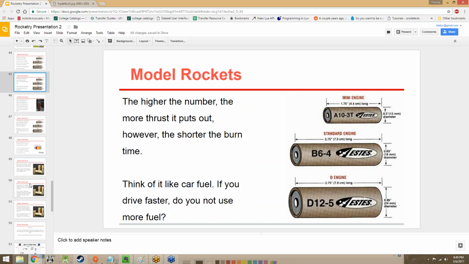D12. There you go. Anyway, that's going to do it for today. That's actually everything I got on model rocket engines, model rocket motors. It's true, go big or go home.